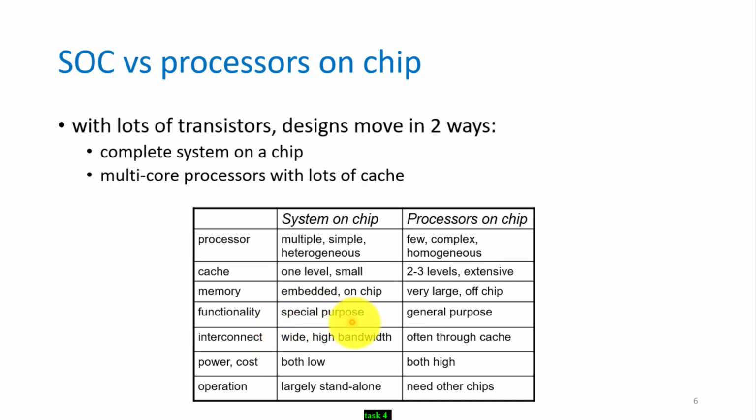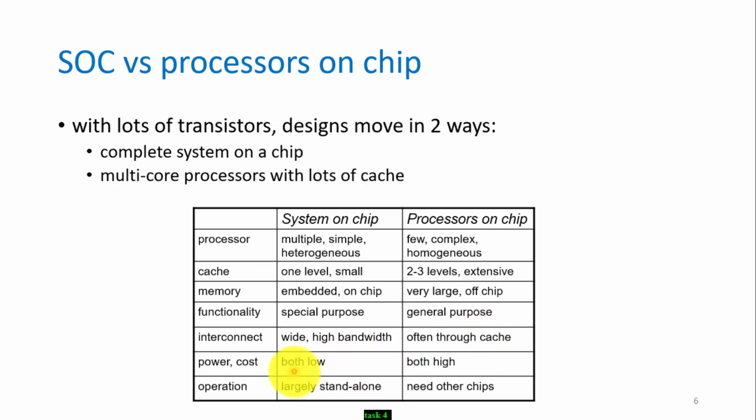Functionality: it's special purpose here, and general purpose there, but with the advances nowadays we are moving more towards general purpose. If you see the Raspberry Pi, it can run sort of full processor applications, however with limited capabilities in terms of processing power. The interconnection there is wide and high bandwidth, often through the cache. The connections are through the cache to memory.